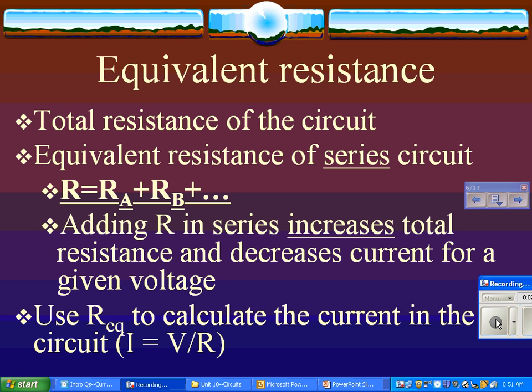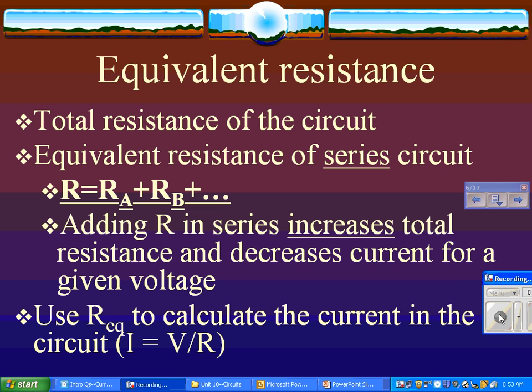And then you use the equivalent resistance to find how much current you have in the circuit, because I equals V over R. So we can start to solve problems that way by finding the total current. And once I know the total current, that's the current through each resistor, and I can figure out how much potential each resistor uses, because V equals IR, and so on and so on and so on.